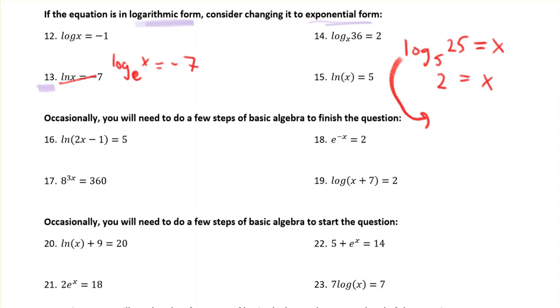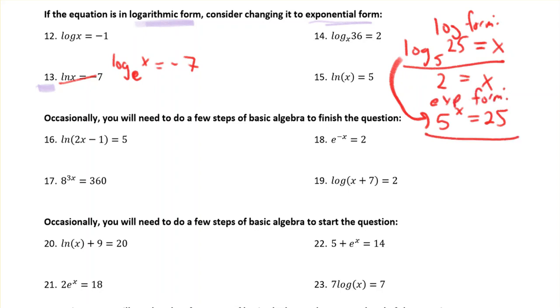Well, the same thing that we do in our head that way, sometimes we want to actually write it down, and that's what exponential form is. So when I say 5 to what power gives me 25, I'm going to write it like this. 5 to what power gives me 25. So this is the logarithmic form, and this is its exponential form, and they really mean the exact same thing.